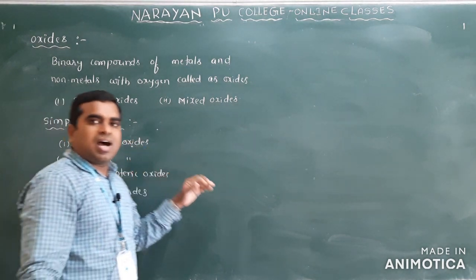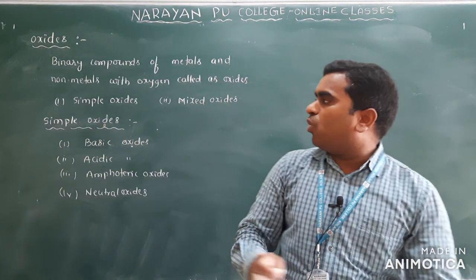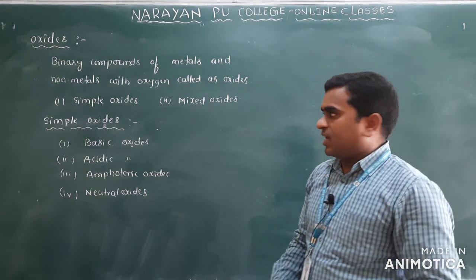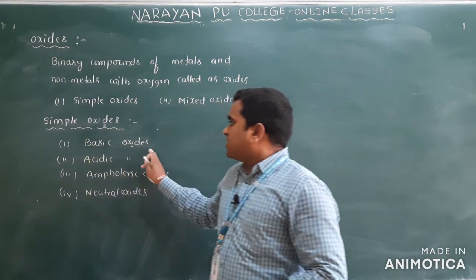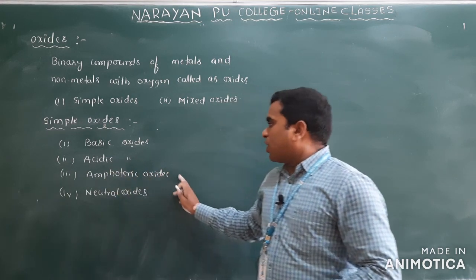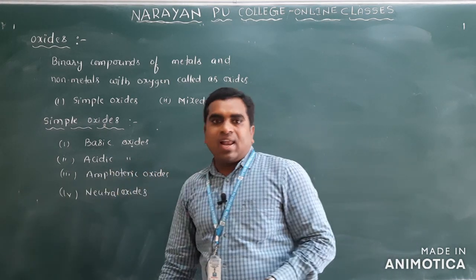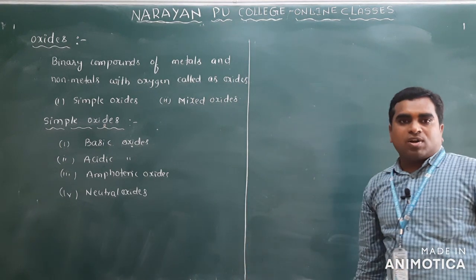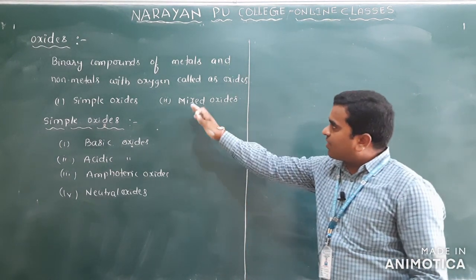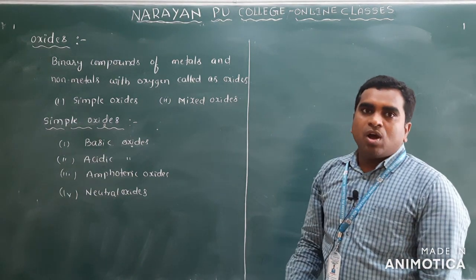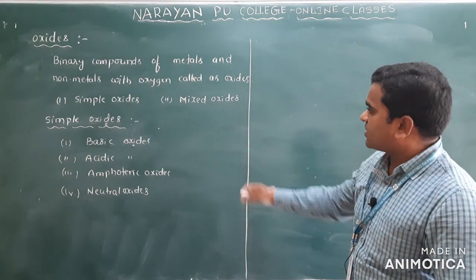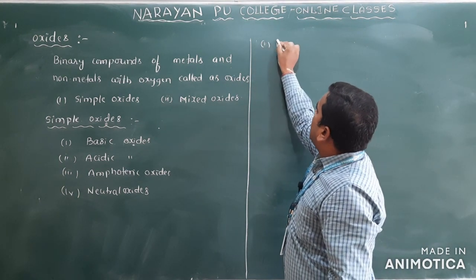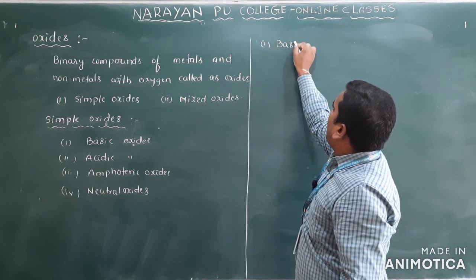Simple oxides are divided into four categories based upon their acidic and basic character. So what is the first one here? Basic oxide, acidic oxide, amphoteric oxide and neutral oxides. And first we will discuss basic oxides, and we will discuss all, and after then we will go for the mixed oxides. Next one, I will start with the basic oxides. Put the first one: basic oxides.